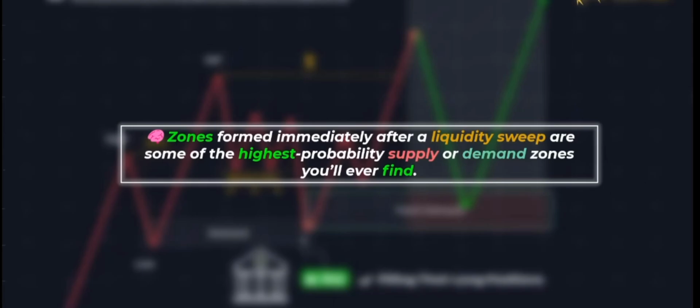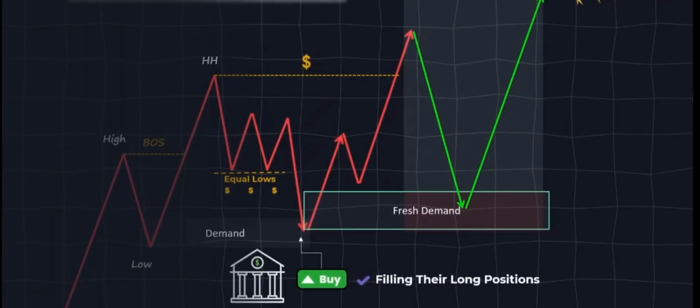So remember, zones formed immediately after a liquidity sweep are some of the highest probability supply or demand zones you'll ever find.